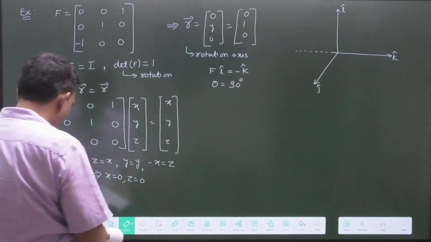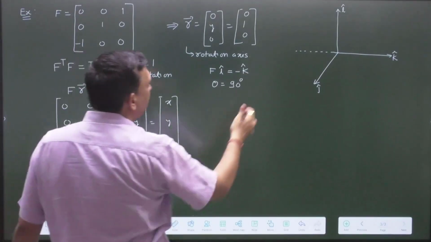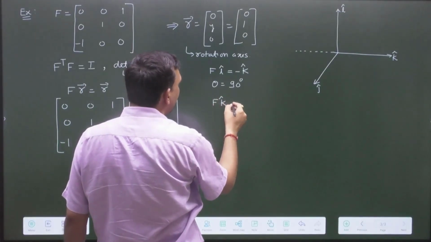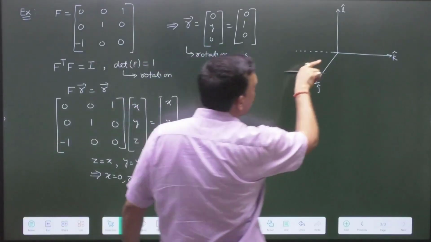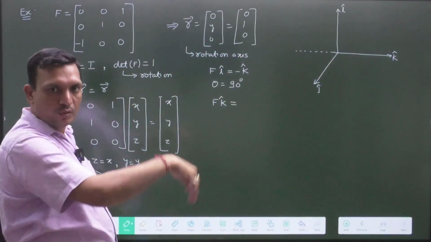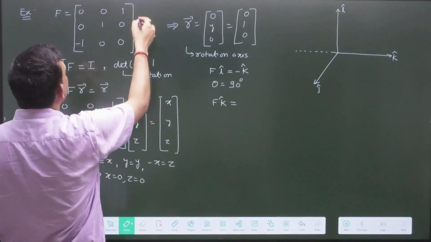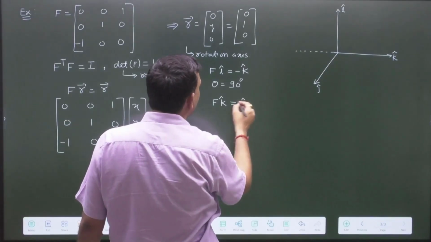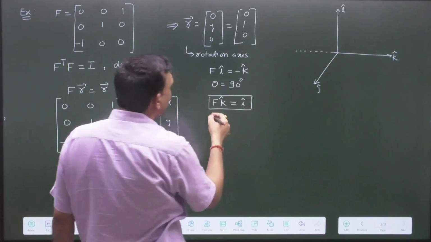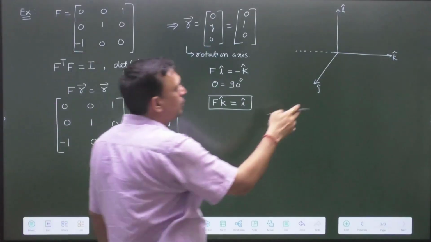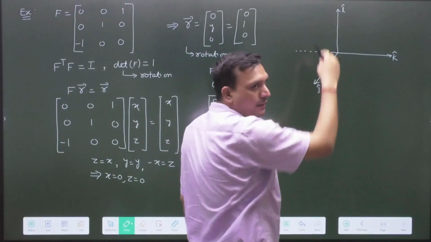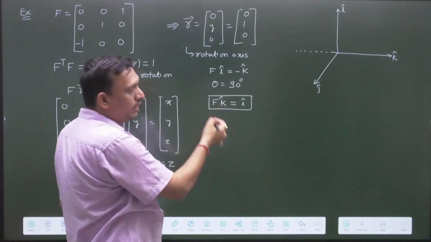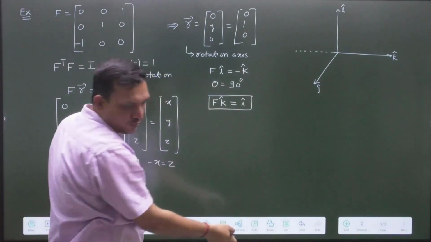Clear? If you operate on K cap, same matrix, you are operating on K cap. This will again rotate by 90 degree. Check 0 0 1. So you will get, I think this will be I cap. Just check it. So about Y axis, this will be again rotated by 90 degree. K cap means 0 0 1. So just operate 0 0 1, you will get 1 0 0. Check it.